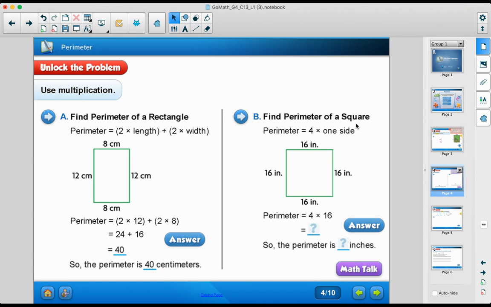To find the perimeter of a square, what do we know about a square? We know in a square, all our sides are equal. Every side is 16 inches in this square. So what we can do is multiply one of the sides by 4. That's the same thing as adding all the 4 sides together, but we're using multiplication. So the perimeter equals 4 sides times 16. 4 times 16 is 64, so the perimeter is 64 inches. Make sure you're writing this information in your Go Math book.